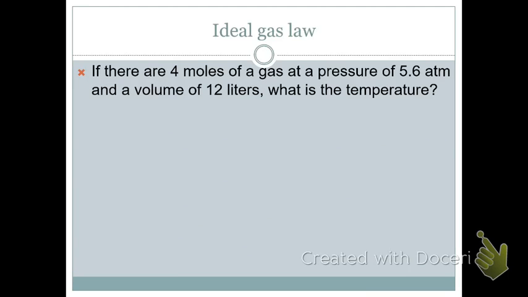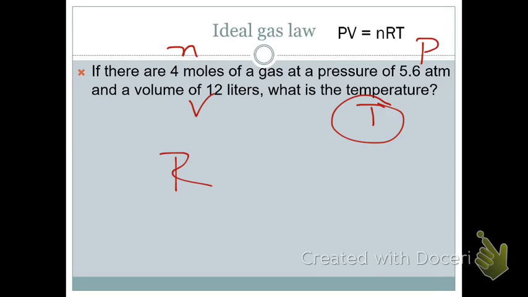Okay, look at this problem. If there are 4 moles of a gas at a pressure of 5.6 atmospheres and a volume of 12 liters, what is your temperature going to be? All right, once more, we have our formula. We have our N. We have our pressure. We have our volume. We don't know what our temperature is. So our R value will be given to you. So we pretty much have everything we need. So let's lay this out.